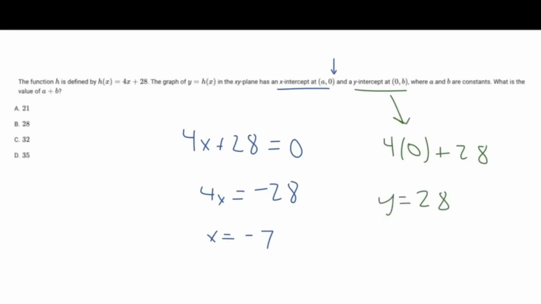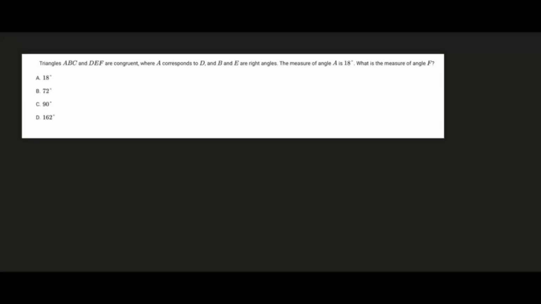And so now the question says, what is the value of a plus b? So the value over here, -7, is our a value, and then positive 28 is our b value. And so if we add them together, -7 plus 28, that's going to be equivalent to positive 21, and so A is our answer.